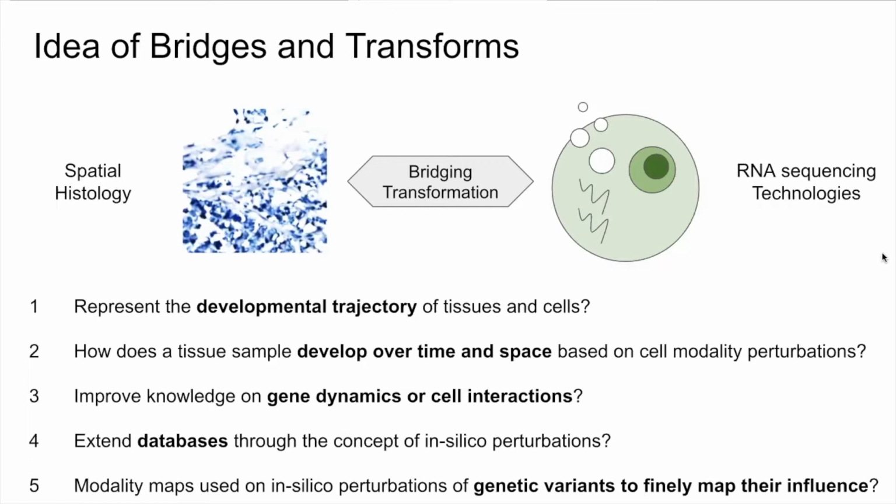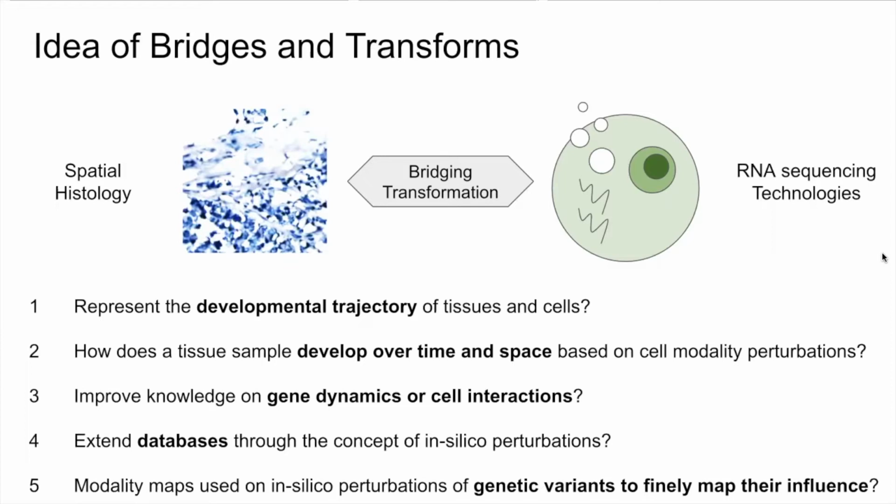Firstly, if we talk about developmental trajectory of tissues and cells, we could, for example, take the cells on an RNA velocity plot, convert them to histology, and then we can image the cells as they change and progress from one route and go down the path, in an RNA velocity plot, for example.